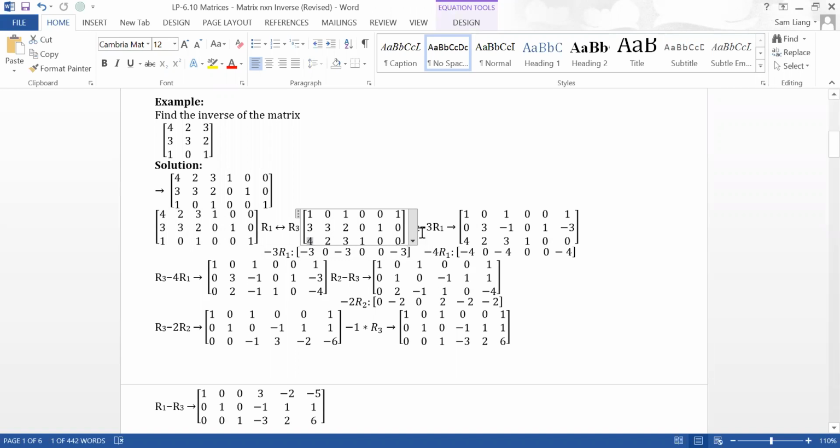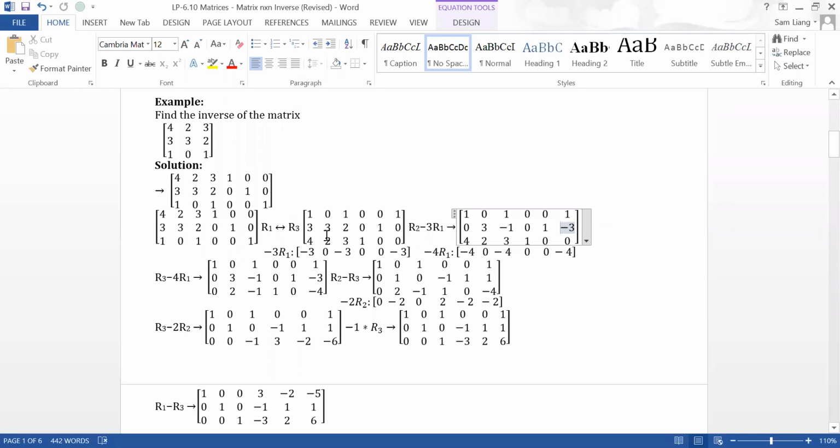To do that, I'm going to do R2 minus 3R1. Just multiply the first row by negative 3. You get negative 3, 0, negative 3, 0, 0, negative 3, and you're going to combine that with row 2. So 3 minus 3 is 0. 3 plus 0 is 3. 2 minus 3 is negative 1. 0 plus 0 is 0. 1 plus 0 is 1. And then 0 minus 3 is negative 3. Okay, so that's row 2 now.